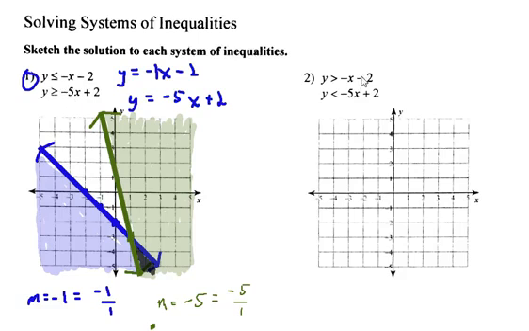Now notice the inequalities are the same over here, other than the inequalities themselves. So on the first one, it'll be a dashed line instead of solid, and you'll be shading above. On the second one, it's also a dashed line instead of solid, and you shade below on that one.